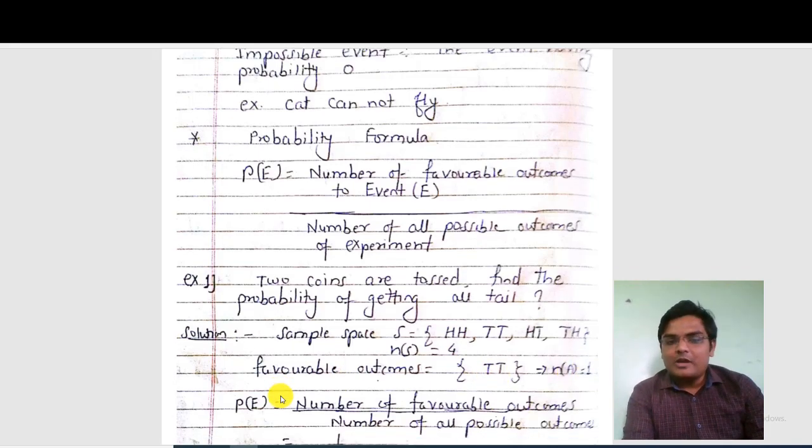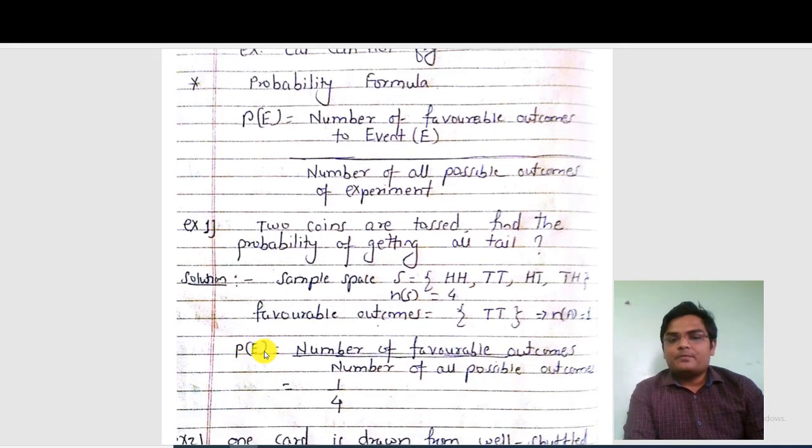Okay, write down the formula: P, the probability of getting all tails, is equal to the number of favorable outcomes upon the number of all possible outcomes. Favorable outcomes 1 and all possible outcomes 4, so 1 by 4. Our result is 1 by 4, a fraction, and it must be between 0 and 1. If the answer is greater than 1 or less than 0, negative, it shows that our answer is wrong. Okay, did all of you understand this sum?